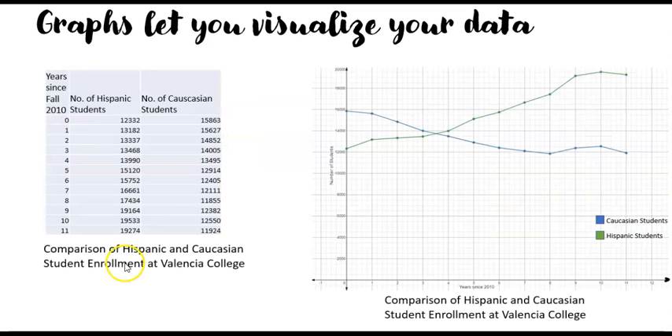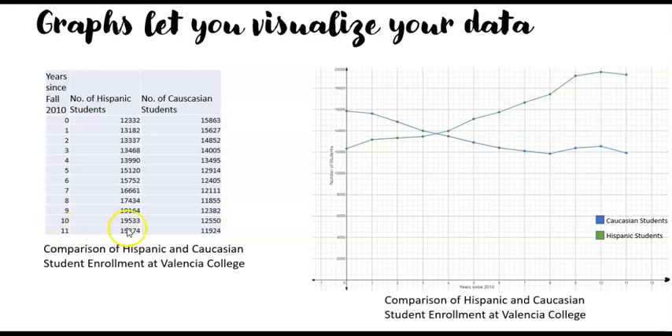Our next table shows a comparison of the number of Hispanic and Caucasian students enrolled at Valencia College since 2010. The first column of the table tells us the years since fall 2010. This tells us the year that the data was collected. In our first row, we have a 0 here. This means 0 years since fall 2010. So this data on the first row was collected in fall 2010.